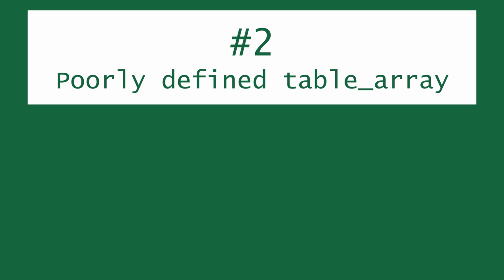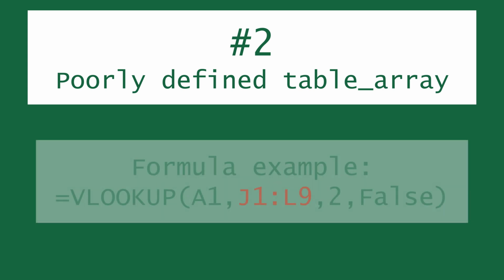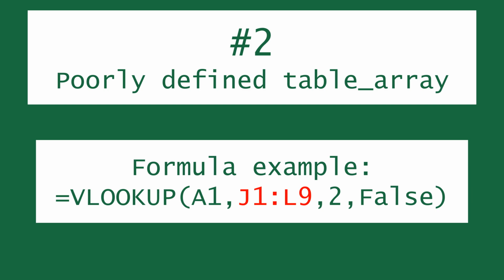Now let's look at the second most common mistake that I see with VLOOKUP, and that is a poorly defined table array in the formula. This is a very common mistake that people make, not only with VLOOKUP, but in referencing cells in your spreadsheet. Excel users will do something like this from time to time, so let's once again look at that same formula. Here in red is the table array, which are the cells we are searching for a match. The array is J1 to L9.